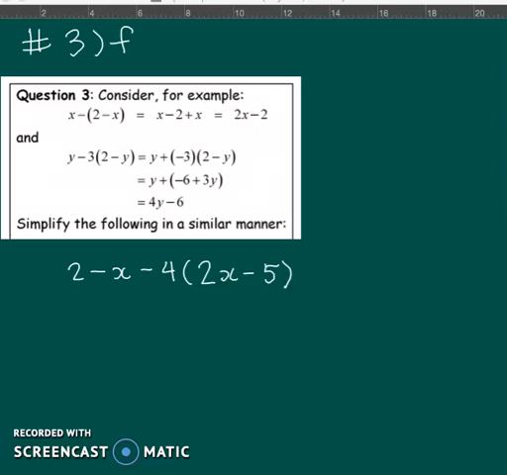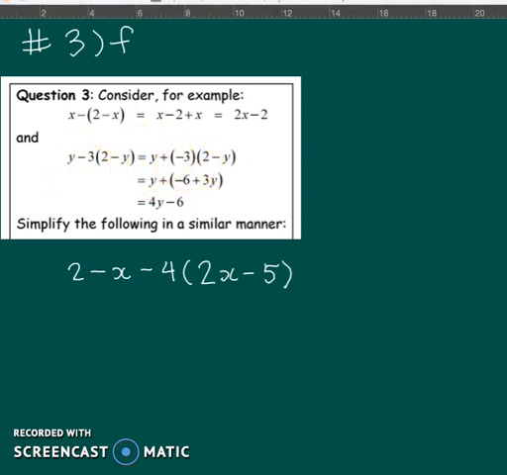So for question 3, we are asked to simplify some equations in the same way as is done in this example that is shown here. So very much focusing on the idea that we are not subtracting, but instead we are adding negatives. You can see here in their example, this minus here has been turned into a plus, and this 3 has been changed into a negative 3.